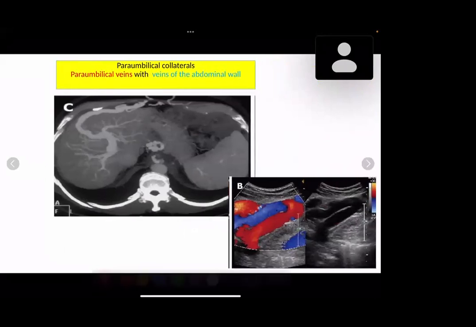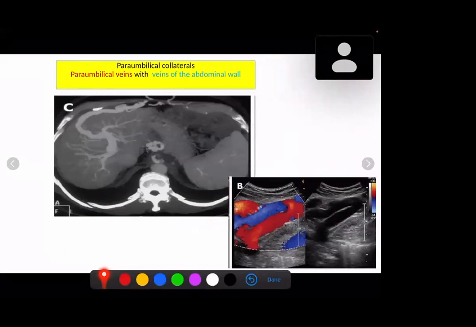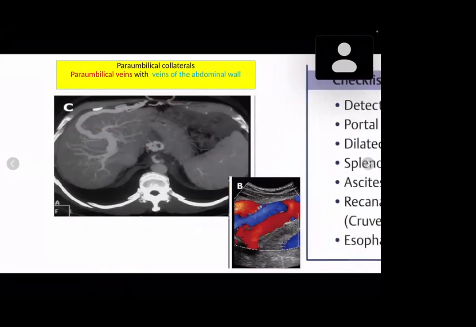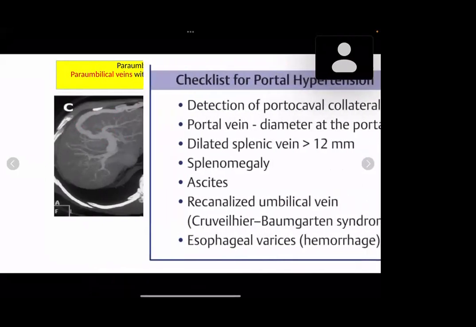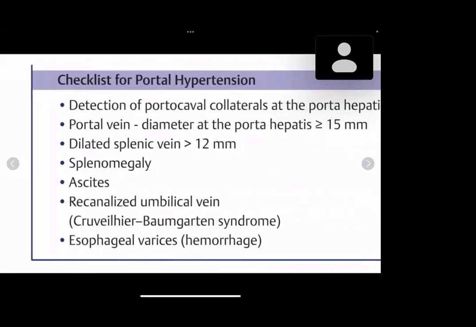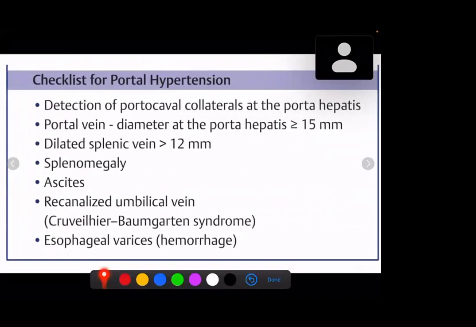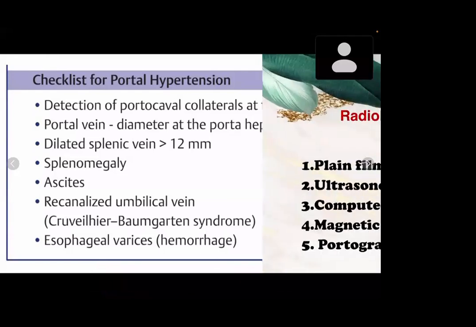This is a case of paraumbilical collaterals. You can see here a recanalized umbilical vein connected to the veins of the anterior abdominal wall, and we can see here a portocaval collateral near the liver hilum. So how do we diagnose portal hypertension? By detection of the portocaval collaterals at the porta hepatis. The portal vein diameter is usually more than 1.5 cm. Dilated splenic vein more than 1.2 cm. Splenomegaly, ascites, recanalized umbilical vein, and esophageal varices or hemorrhage.